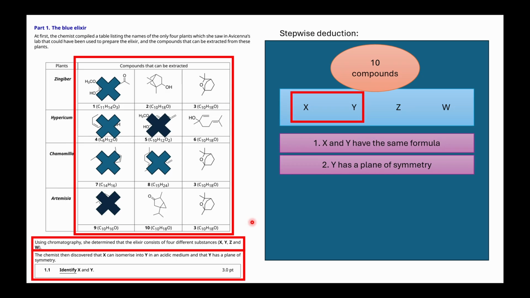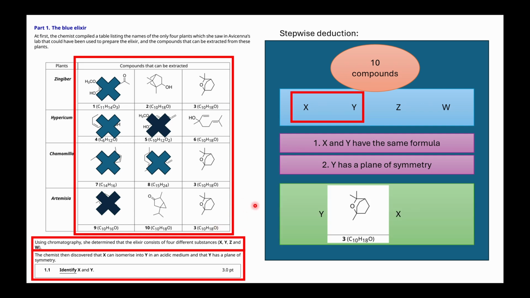Yep. So part 1, oh, we haven't finished it yet. Y has a plane of symmetry, so we know Y is this compound 3. But then we need to think about which of these molecules can isomerize into compound 3. So our choice is either compound 2, 6, or 10.